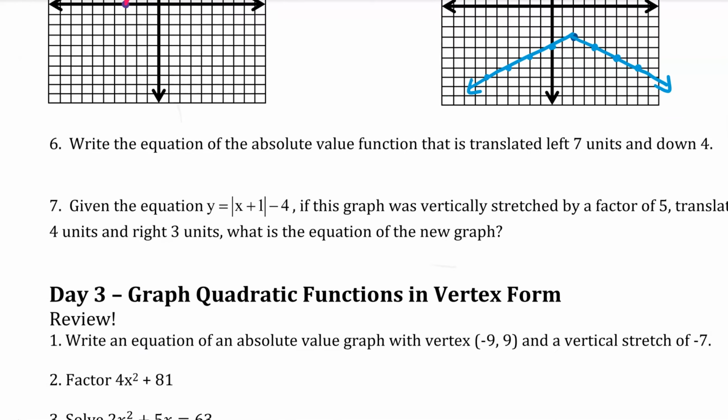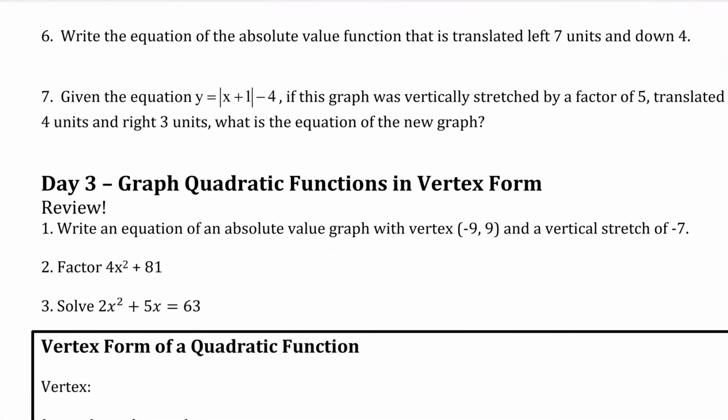6 and 7 are just making sure you understand the HK form, or your parent function form. So on number 6, I think it'd be a really good idea to write down your parent function, y equals a absolute value of x minus h plus k. And then now we're going to read and see what's important. So write the equation that is translated left 7, okay, and down 4, okay.